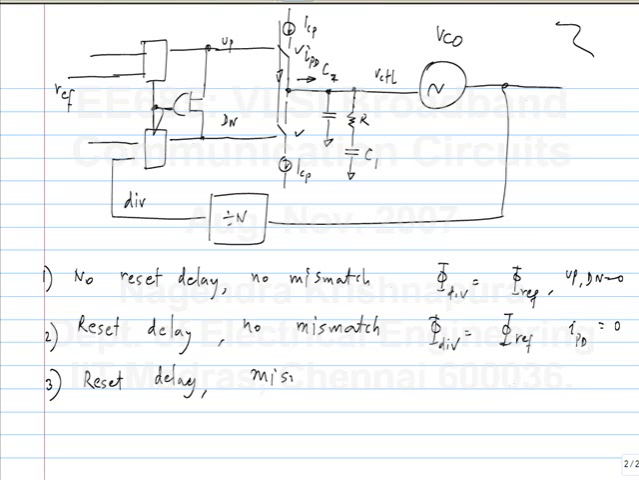Let's say we have reset delay and mismatch. What happens? How much is the phase difference? How do you figure that out? Loop transfer function at what frequency? Why does the, how do you get this?